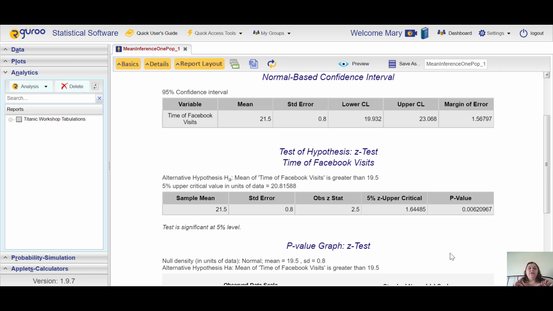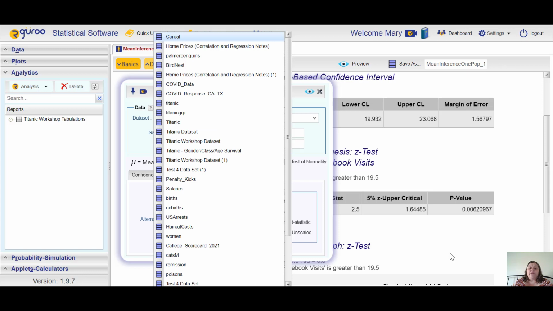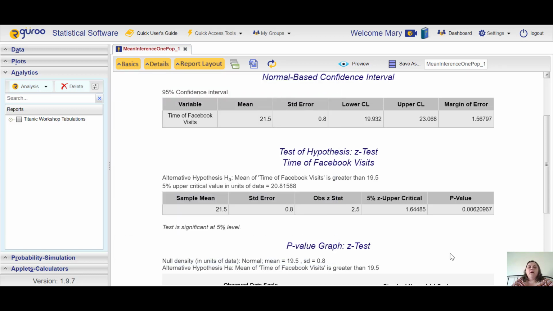All right, and so again, if you wanted to use a data set that you already have, you would just click on the data set, and then, so like let's say I did cereal, and then you would choose the variable that you were interested in. So let's say I was interested in calories, and then it fills in all the info that you need from there.